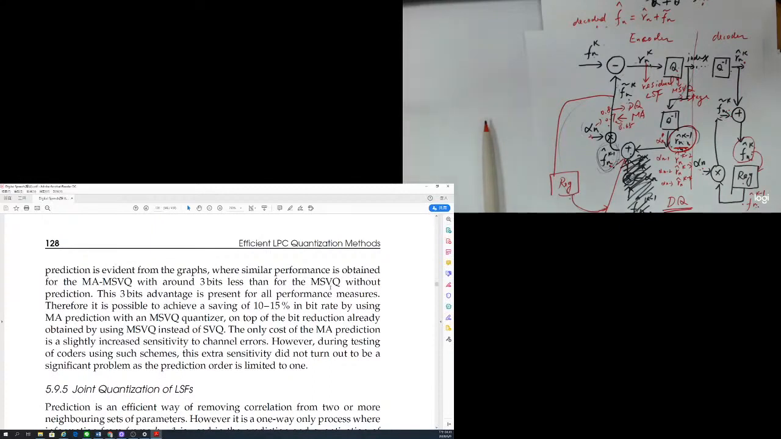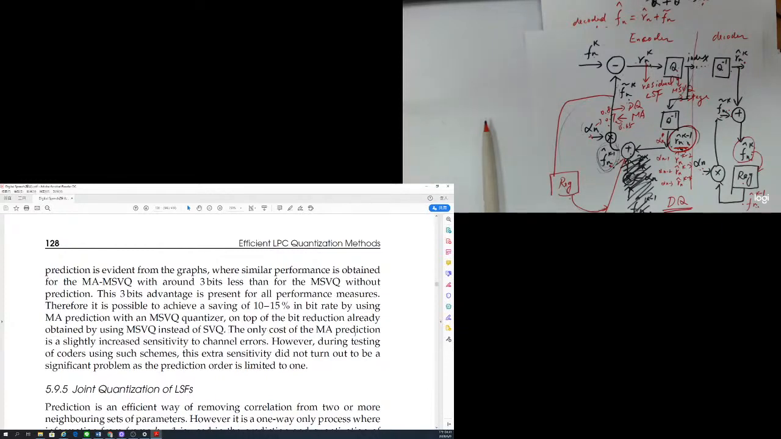So it's a 3 bit advantage for all performance measures. You can see in your textbook that it's possible to achieve 10 to 15% in bit rate using the moving average prediction. Multiple stage vector quantization sometimes contributes more. On top of bit reduction, we use multiple stage vector quantization instead of split vector quantization.